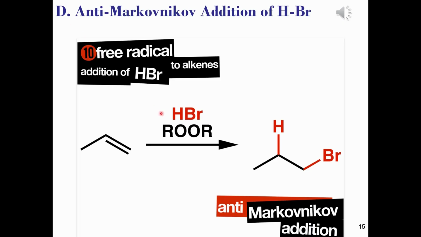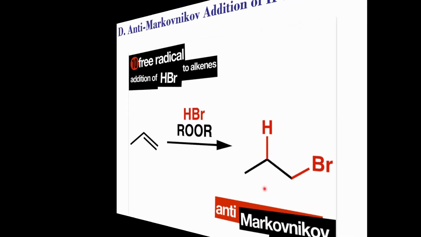Let's revisit the anti-Markovnikov addition of hydrogen bromide to an alkene in the presence of an organic peroxide and explore how this radical addition reaction produces the anti-Markovnikov product. As a reminder, there is no stereoselectivity for this reaction. Here is the mechanism of how this happens.